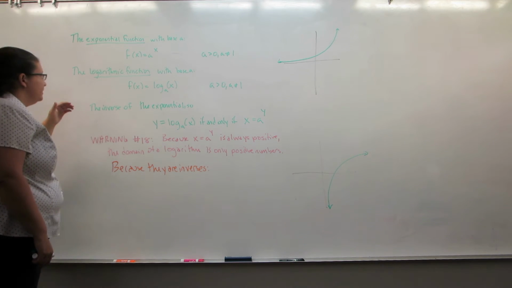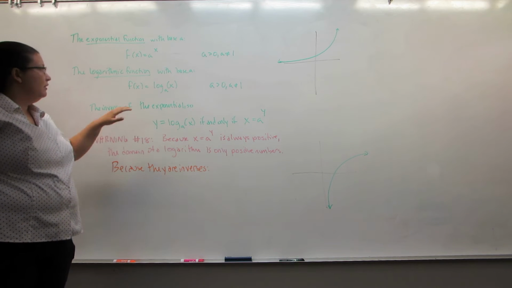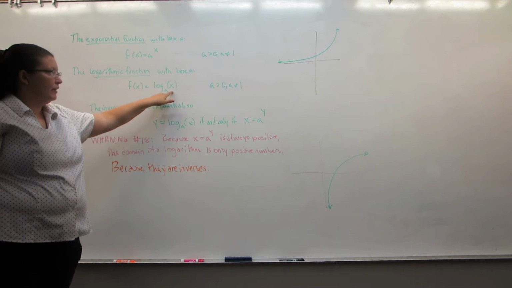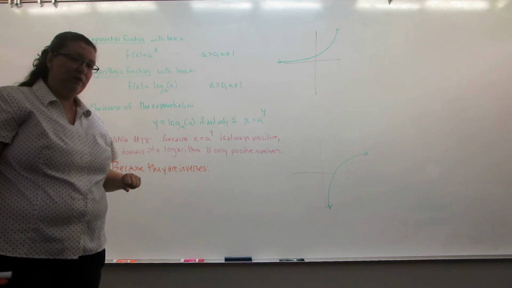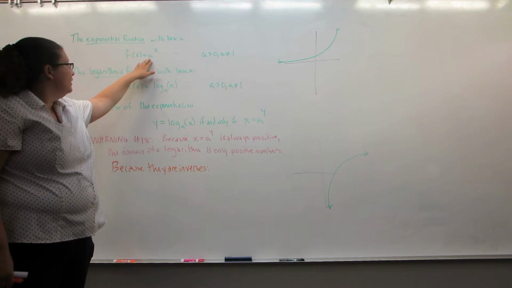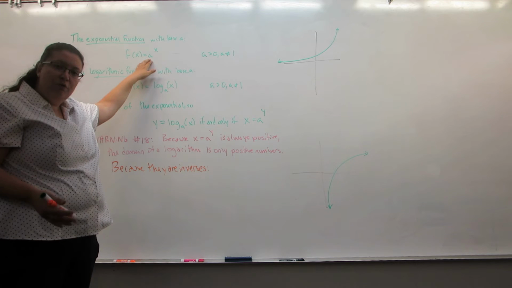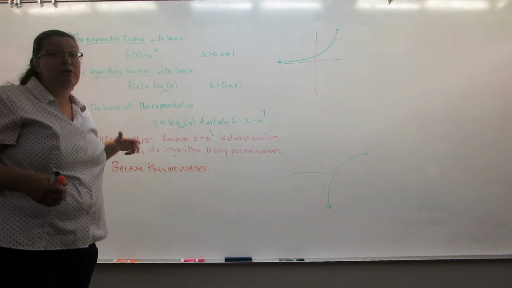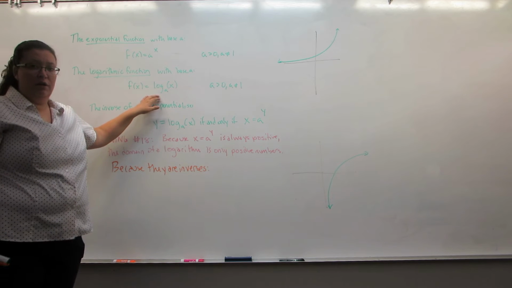Now the second class of functions, the logarithmic function with base a, is written log base a of x, and it has the same two restrictions on a. Now, you may be confused because this one makes sense. If I have 2 to the x, whatever x I can plug in, I know what 2 to that power is, or at least my calculator does. This one, well, what in the world is a logarithm?